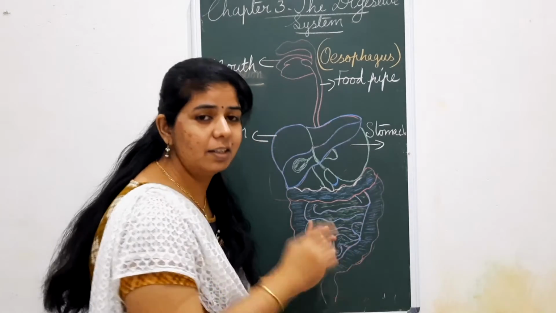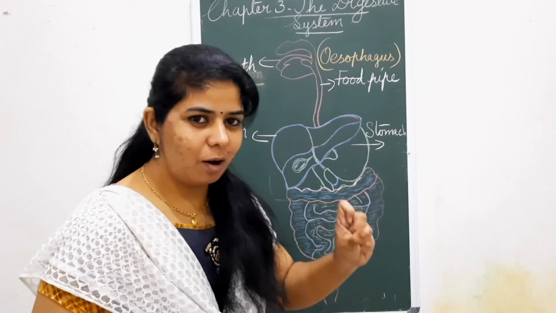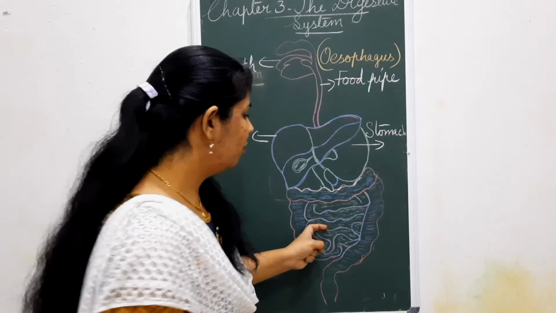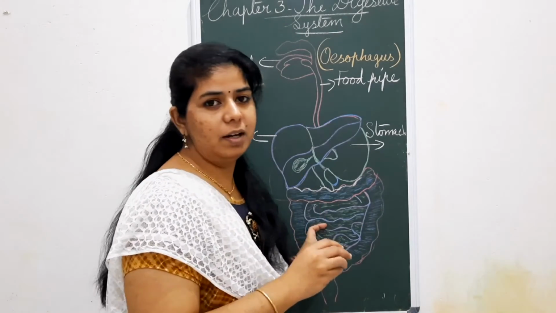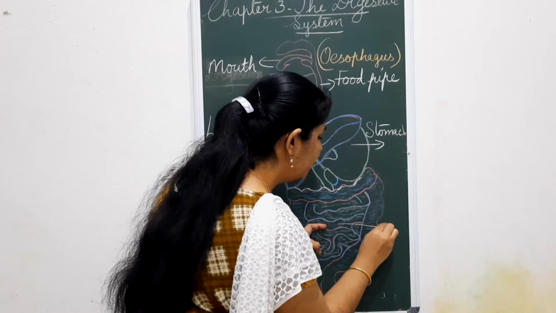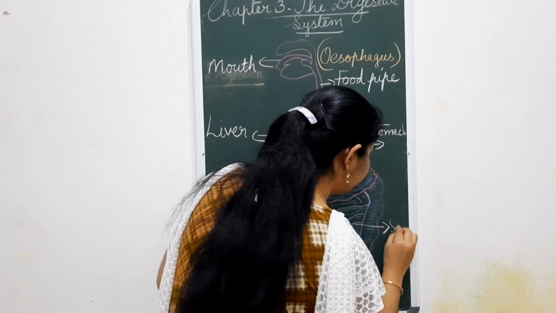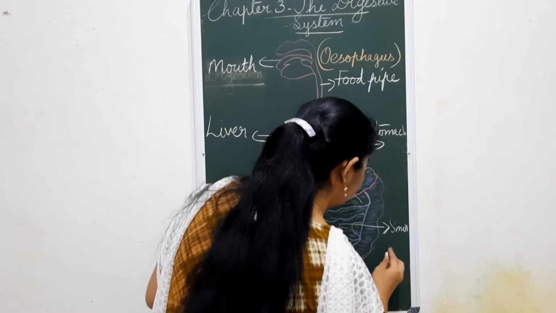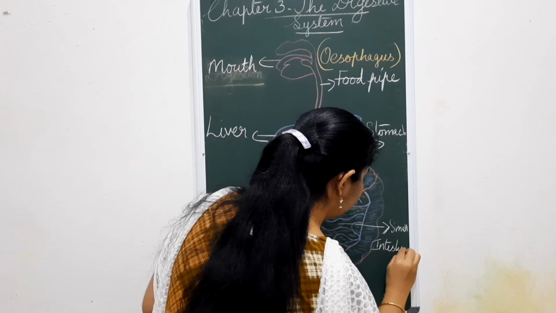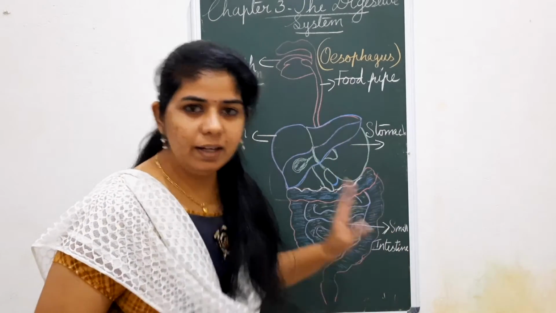That coil-like structure is called the small intestine. Cherukudal, I will say for it. The important nutrients in the food are absorbed by the small intestine. It is called the small intestine.